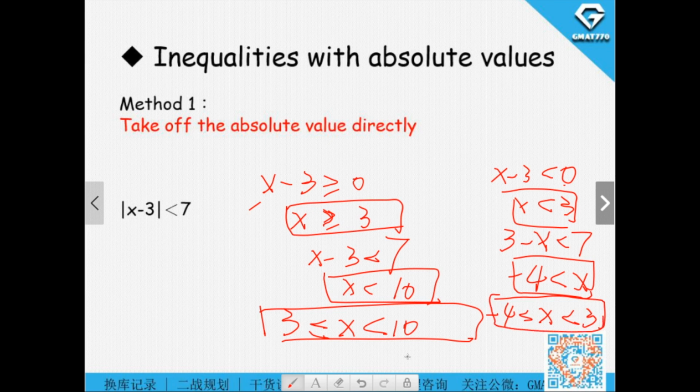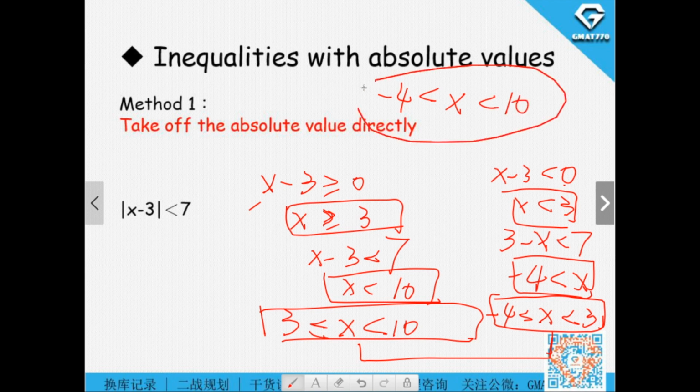And then you just combine these two ranges together to get the range of value of x for this inequality. So you will have x is greater than negative 4 and less than 10. So this is the answer to this question. So please remember, if you want to take off the absolute value mark directly, you have to discuss whether the part within the absolute value mark is positive or negative.